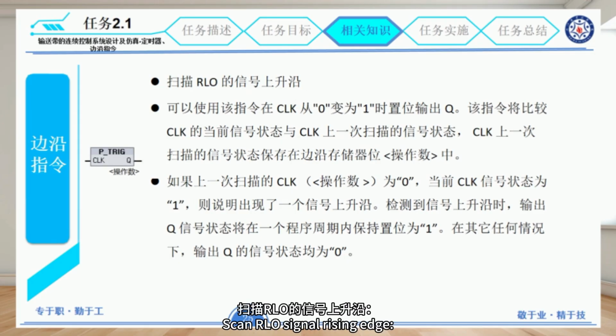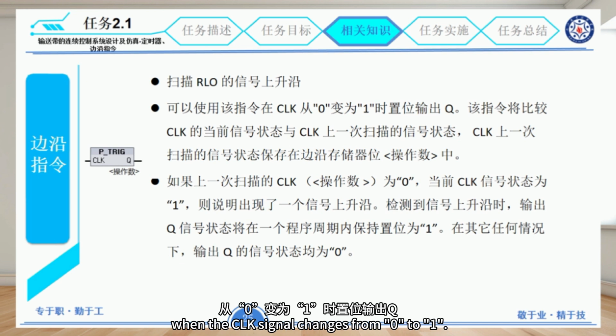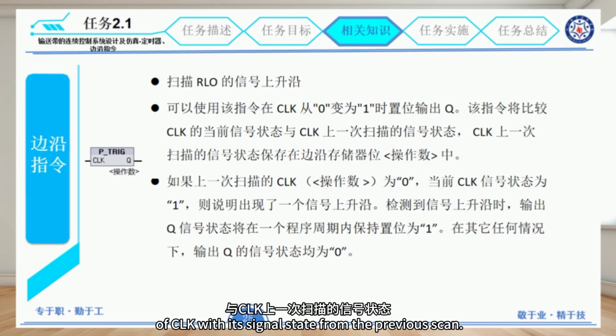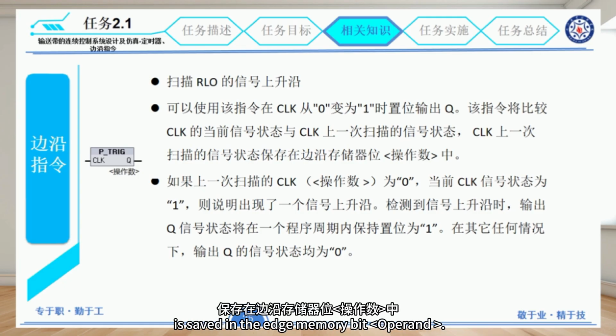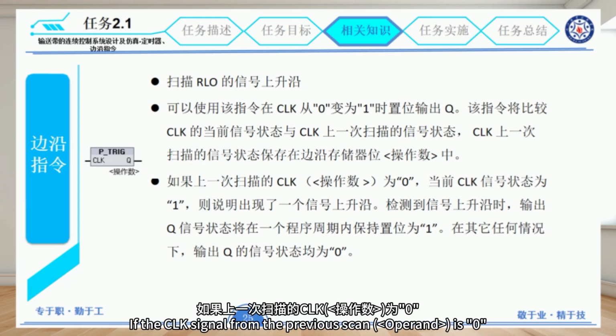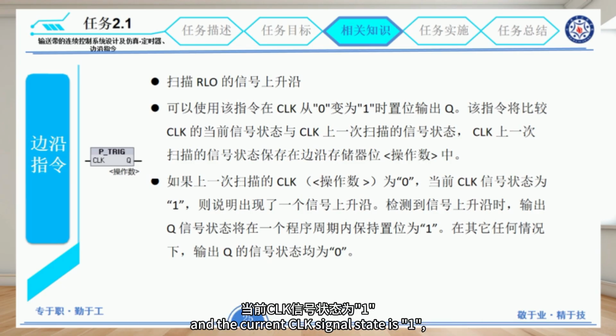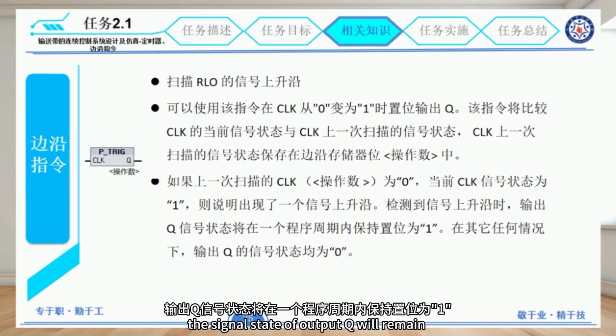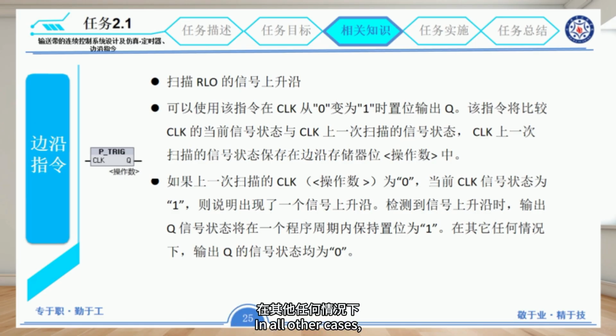Scan RLO signal rising edge. This instruction can set the output Q when the CLK signal changes from 0 to 1. This instruction compares the current signal state of CLK with its signal state from the previous scan. The signal state of the CLK from the previous scan is saved in the edge memory bit operand. If the CLK signal from the previous scan operand is 0 and the current CLK signal state is 1, a rising edge is detected. When a signal rising edge is detected, the signal state of output Q will remain set to 1 for one program cycle. In all other cases, the signal state of output Q is 0.